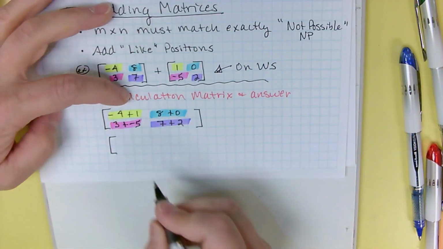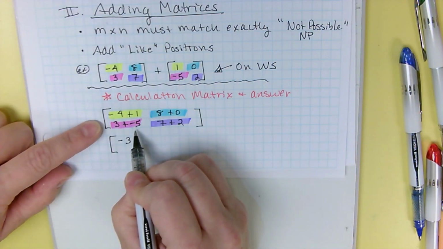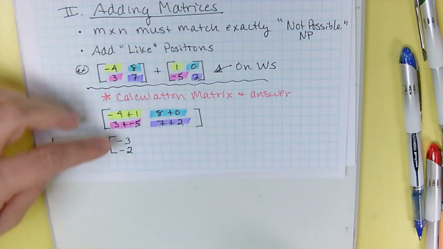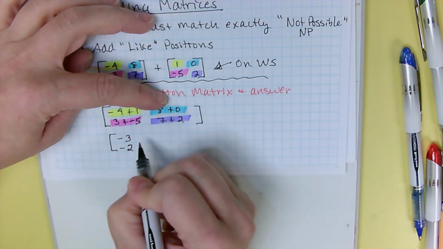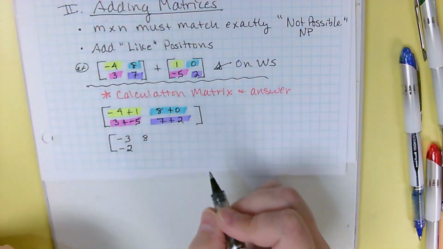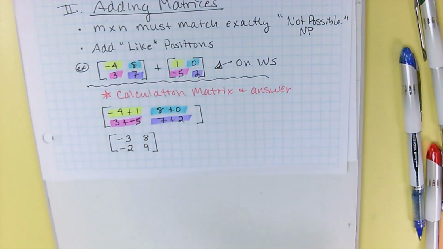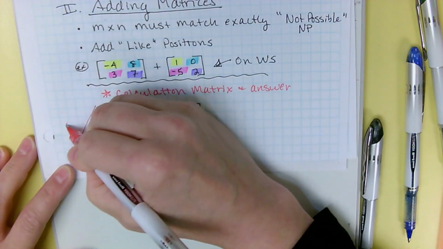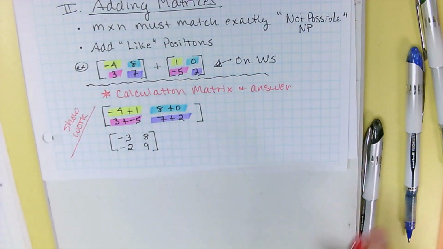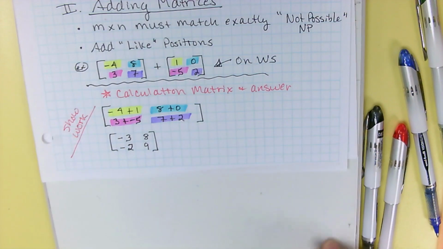So -4 plus 1 is -3. Down below, 3 minus 5 is -2. Now the second column, 8 plus 0 is 8. 7 plus 2 is a 9. That is your answer matrix. So these are the two things you need to do to show your work: calculation matrix and the answer matrix.